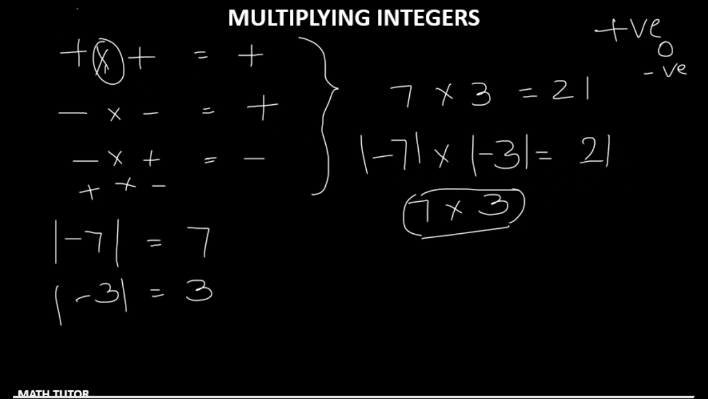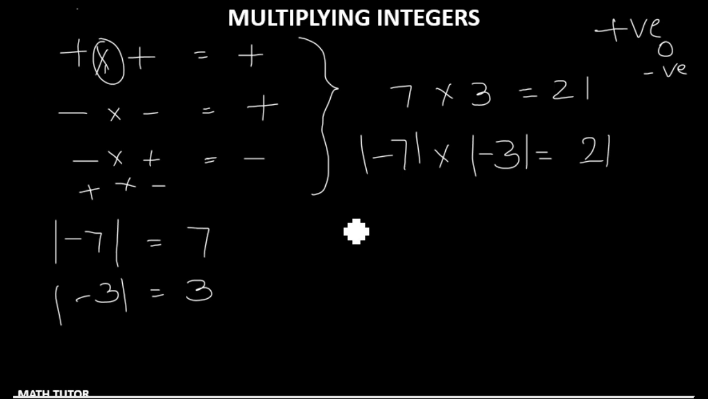Got it? 7 times 3 equals 21. Now what about the sign part? Should it be plus or minus? It should be plus. We already learned minus times minus always becomes plus. So even if you don't write the symbol, it's fine. Understand?